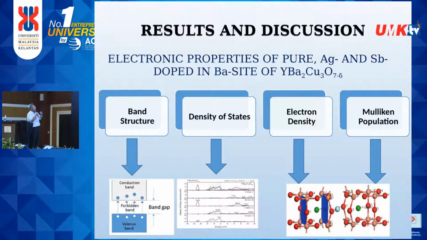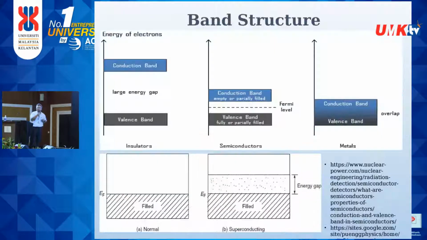Okay, this is a band structure for insulator. There is a large energy gap between valence band and conduction band. And for semiconductor, the conduction band is empty or partially filled, right? And then for metal, there is overlap. There is no energy gap. And then for the superconductor, we have a normal state, okay, at the left side. And also at superconducting state, we still have an energy gap between the conduction and valence band.